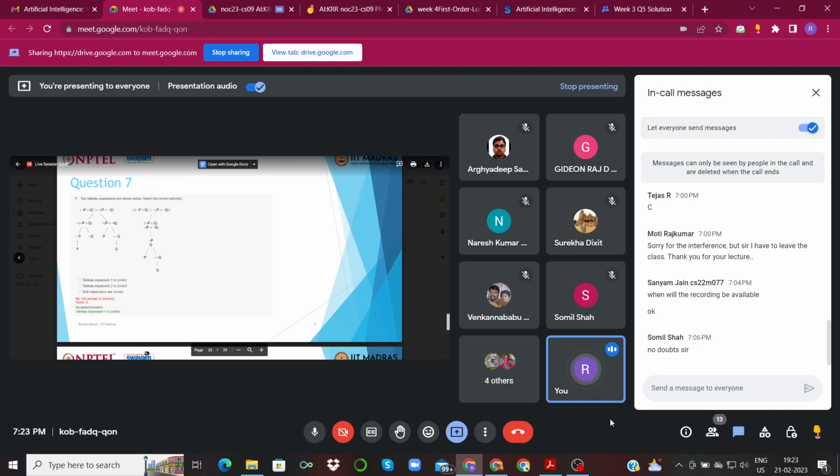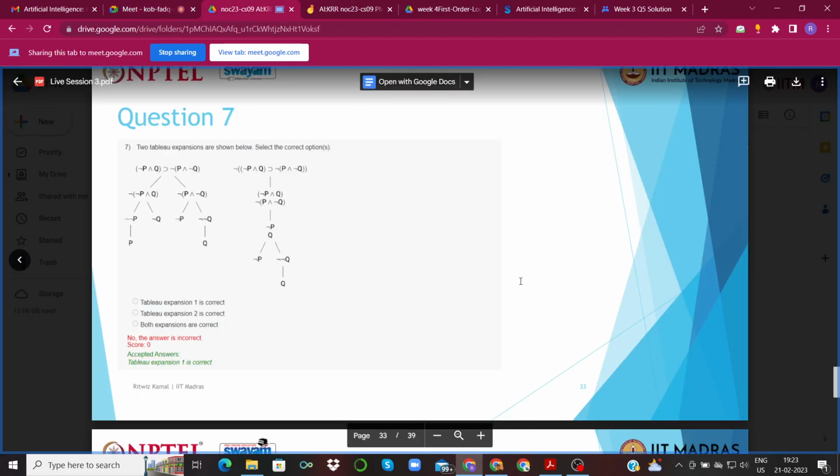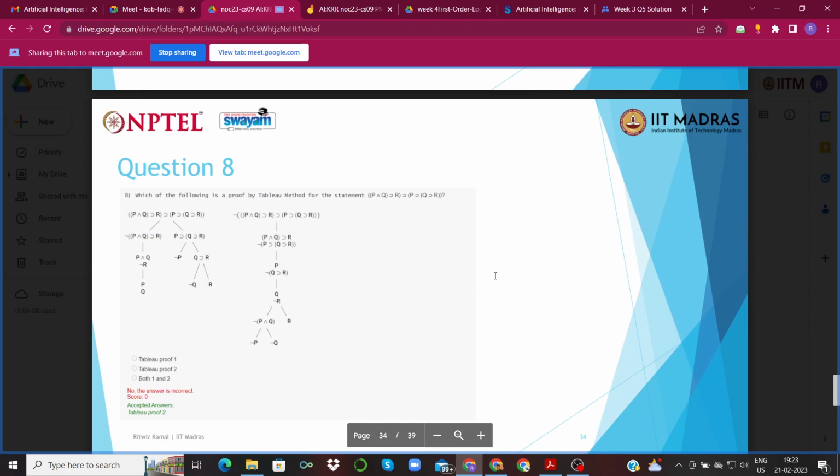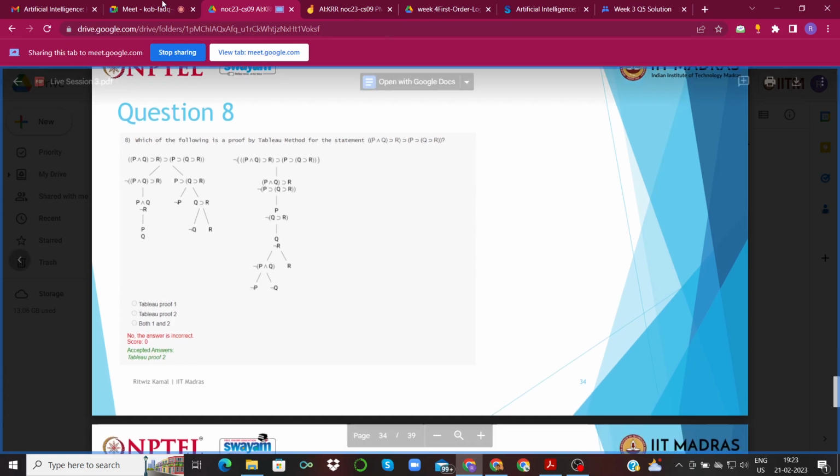Okay. So I hope there are no doubts with this one as well. Let's move on to the next one then. Which of the following is a proof by tabular method for the statement that is given over here? Any doubts about this one?